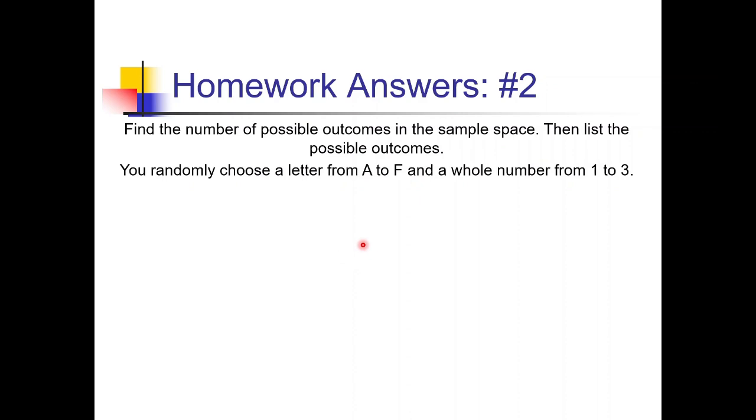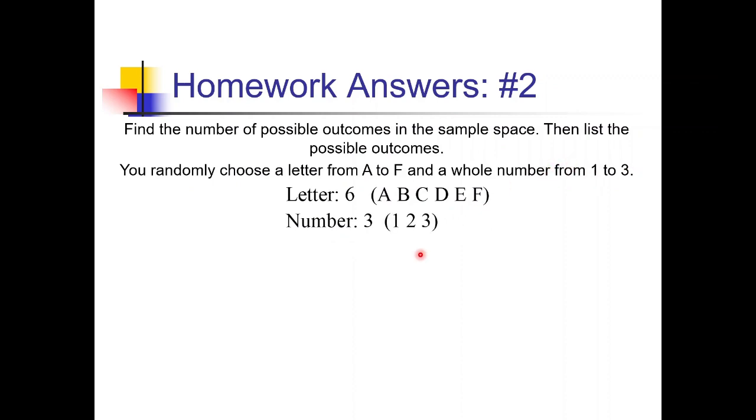For this problem, we are randomly choosing a letter from A to F and then a whole number from 1 to 3. We want to know the number of possible outcomes in the sample space and then a list of those. So for the letters, we have 6 possible outcomes. That would be the letters A through F, so A, B, C, D, E, F. For the numbers, we've got 3 outcomes, the numbers 1, 2, and 3.